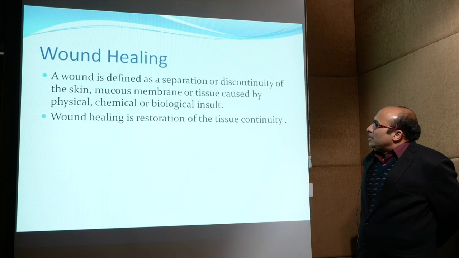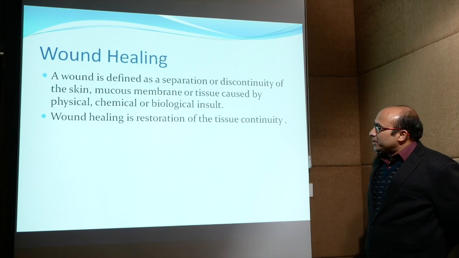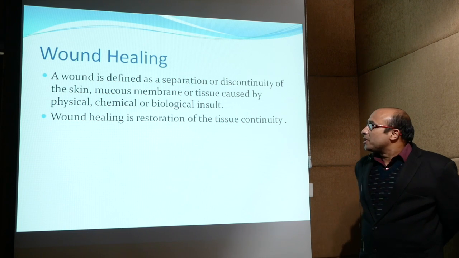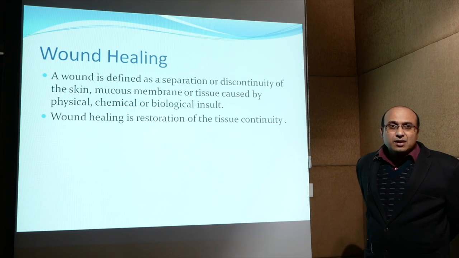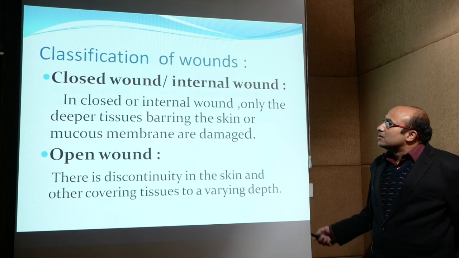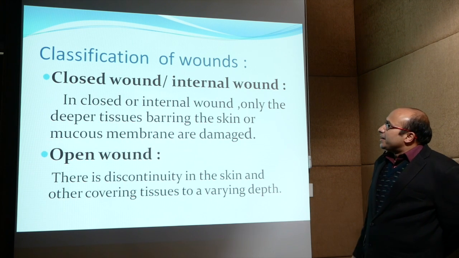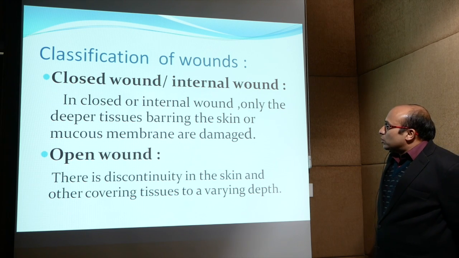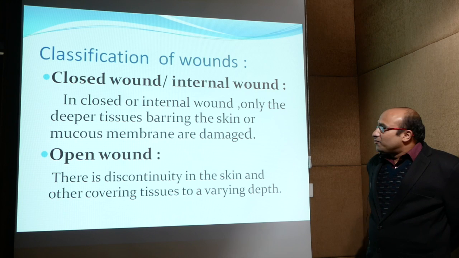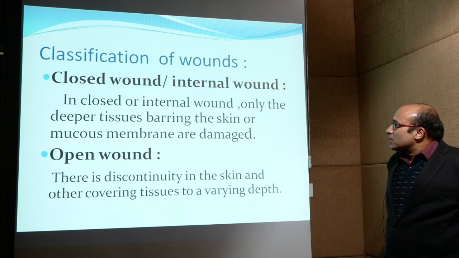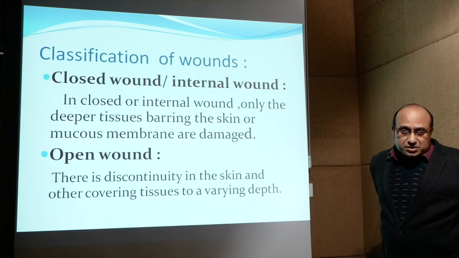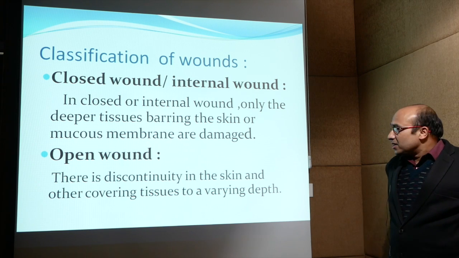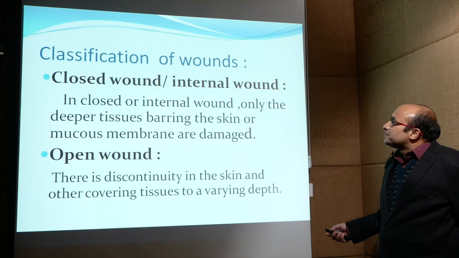Wound healing is restoration of the tissue continuity, where a wound is defined as a separation or discontinuity of the skin, mucous membrane or tissue caused by physical, chemical or biological insult. Wounds can be classified in various ways. In one type, a closed wound or internal wound is a wound where only the deeper tissues bearing the skin or mucous membrane are damaged. That means skin and mucous membrane are intact. In an open wound, there is discontinuity in the skin and other covering tissues.